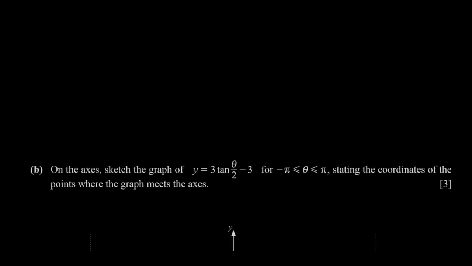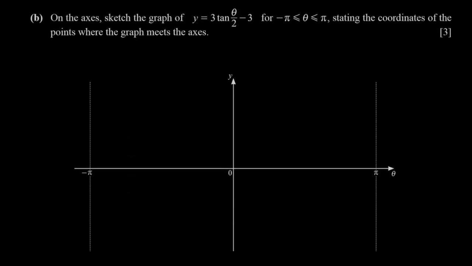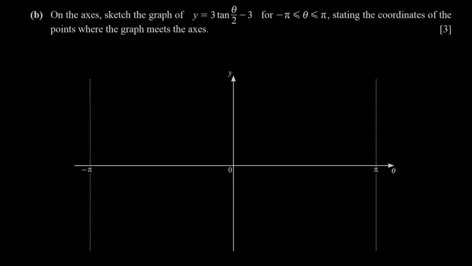All right then, let's go down. So we want to do part B. On the axis, we want to sketch the graph of this function between minus pi and positive pi, stating the coordinates of the points where the graph meets the axis. Now, they've been really nice here. They've already given you the asymptotes of the graph. And the asymptotes of the tan graph are usually between minus pi by 2 and plus pi by 2.